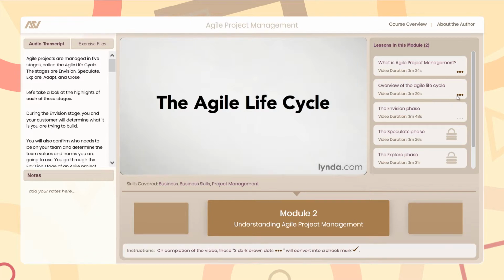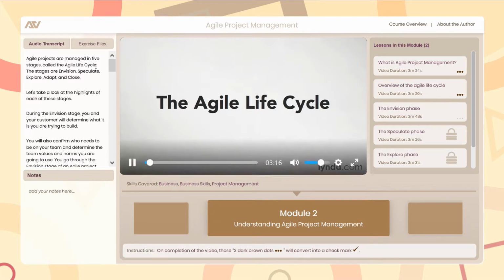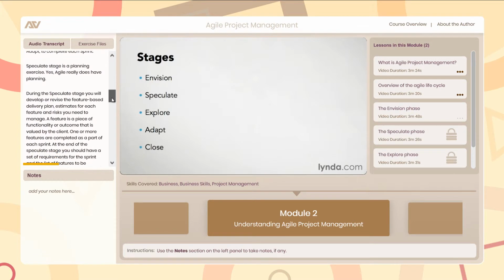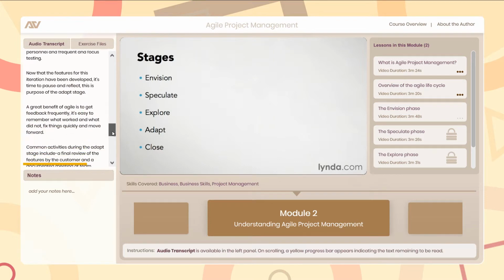Agile projects are managed in 5 stages, called the Agile Lifecycle. The stages are envision, speculate, explore, adapt, and close. Let's take a look at the highlights of each of these stages.